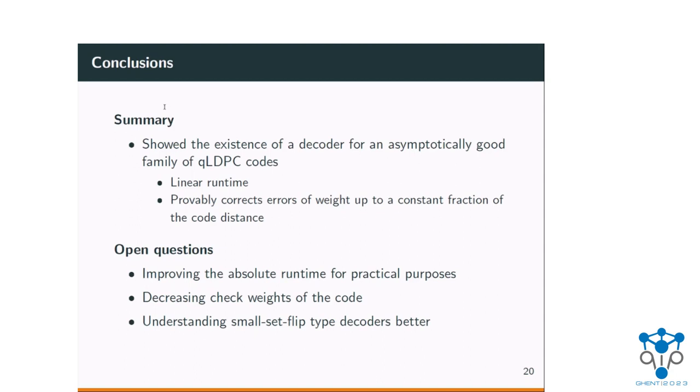Additionally, for practical purposes, it would also be important to decrease the check weight of the code itself. And lastly, our algorithm is basically the same as small set flip, but the analysis is really different. So maybe there will be some way of better understanding these types of simple decoders so that we can see, for example, when small set flip will work. A more streamlined way of proving these things.